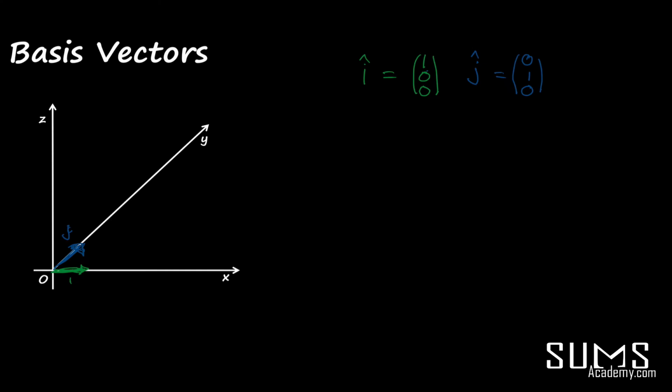And the last one, which you might have guessed, is k. So i, j, k. And you can probably guess what this is going to be. It has 0 components in the x direction, 0 components in the y direction, and a length of 1 in the z direction.